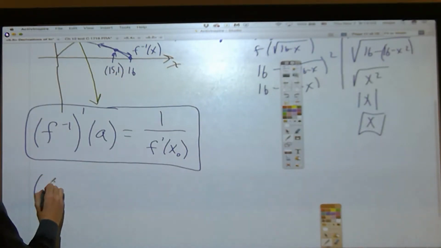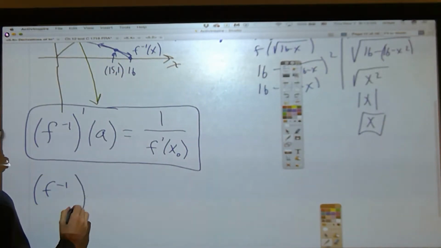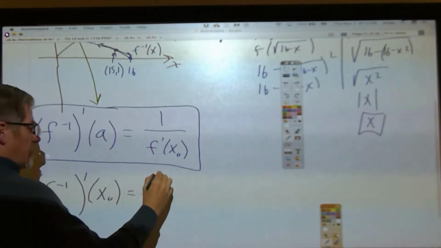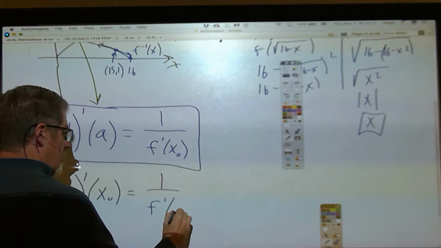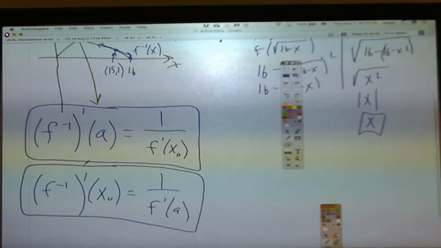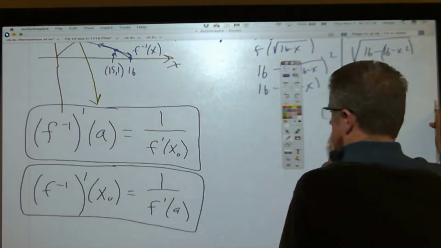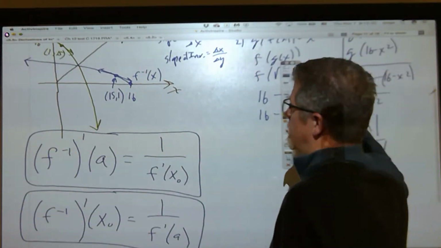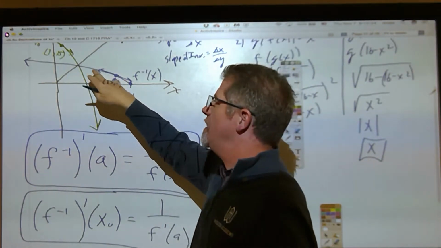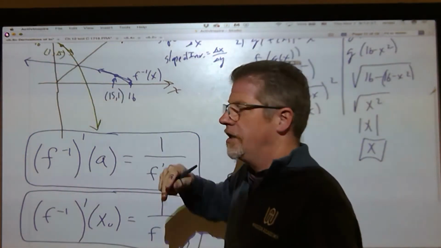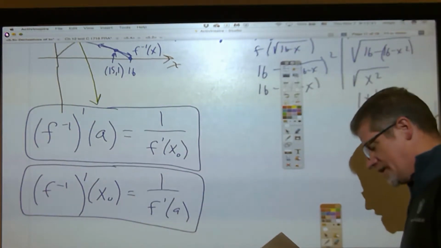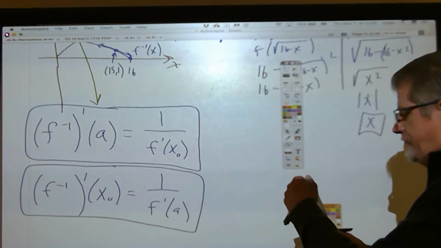If you want to find f inverse prime at x original, that would be 1 over f prime of A. I mean, if it's a reciprocal relationship, then it goes both ways. If you know that this is negative 2, that's negative 1 half. And if you know that this is negative 1 half, you can flip it and get negative 2. So the formula works both ways. Let's do some examples of this on the next page.